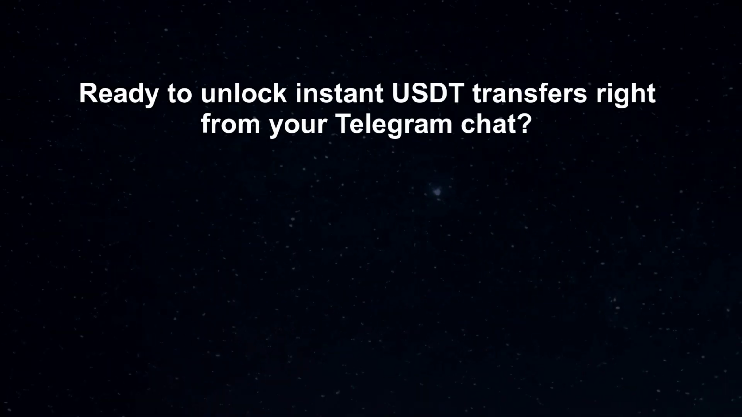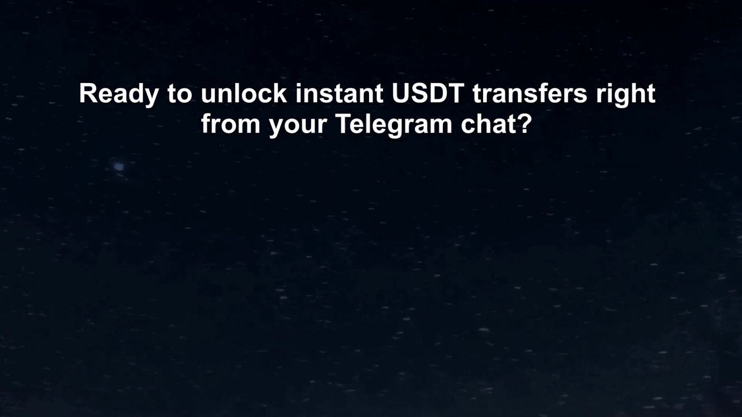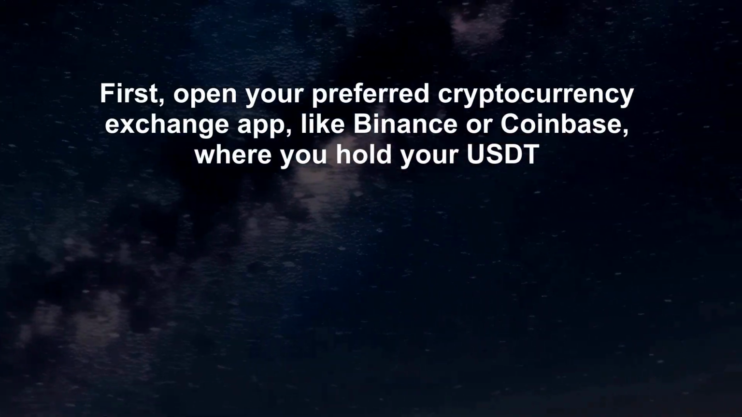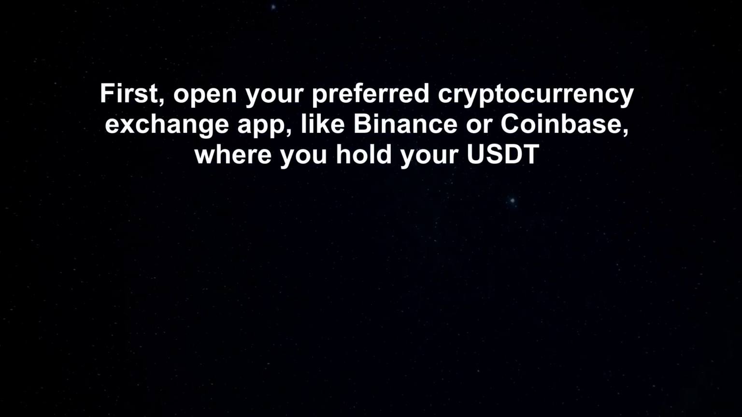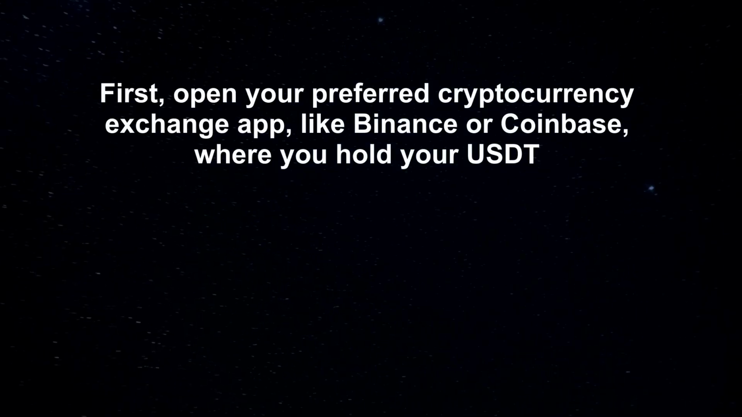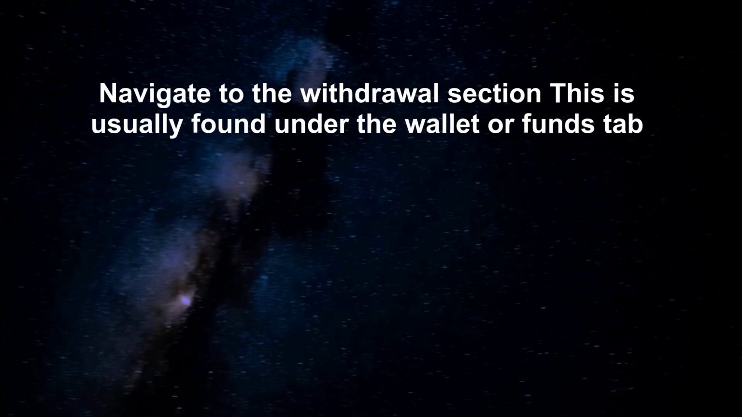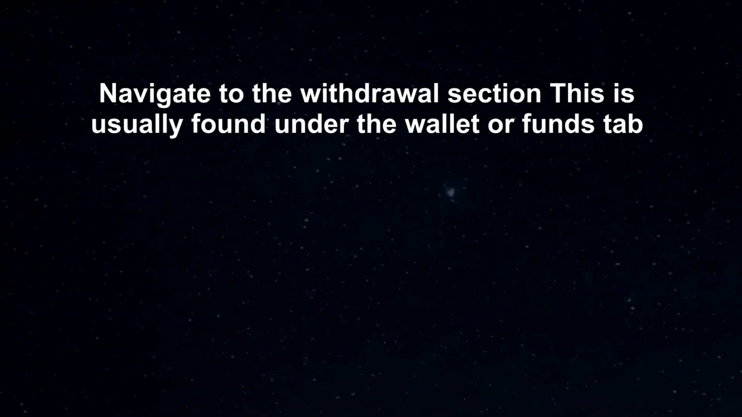Ready to unlock instant USDT transfers right from your Telegram chat? First, open your preferred cryptocurrency exchange app like Binance or Coinbase, where you hold your USDT. Navigate to the Withdrawal section. This is usually found under the Wallet or Funds tab.